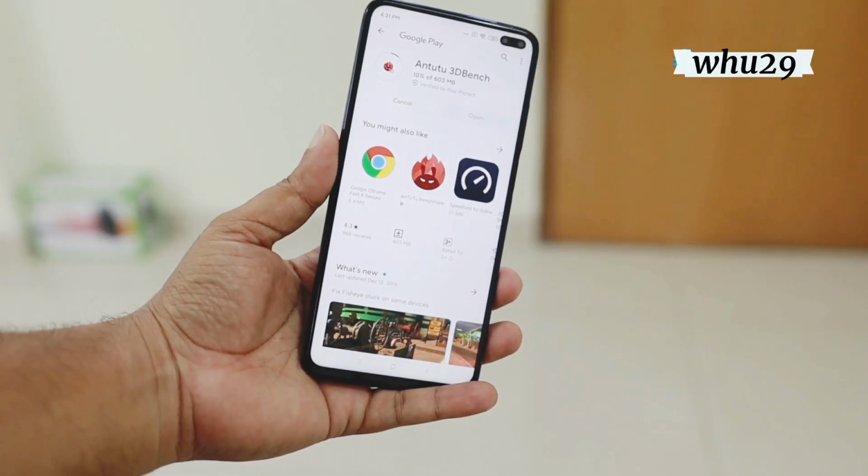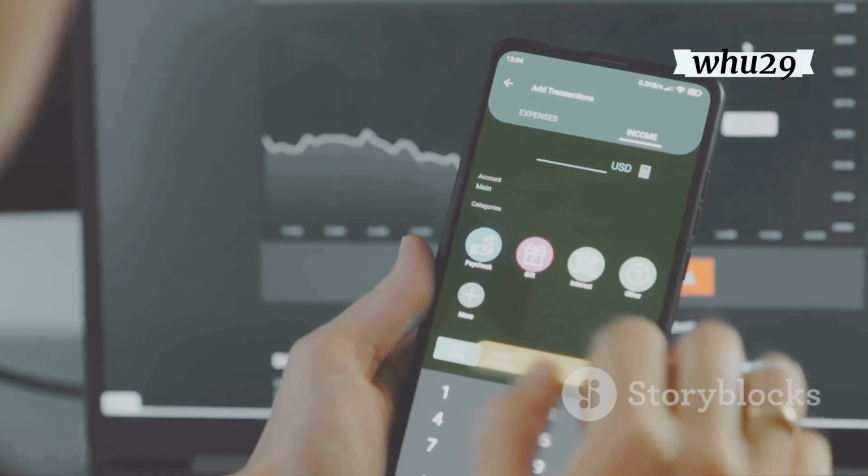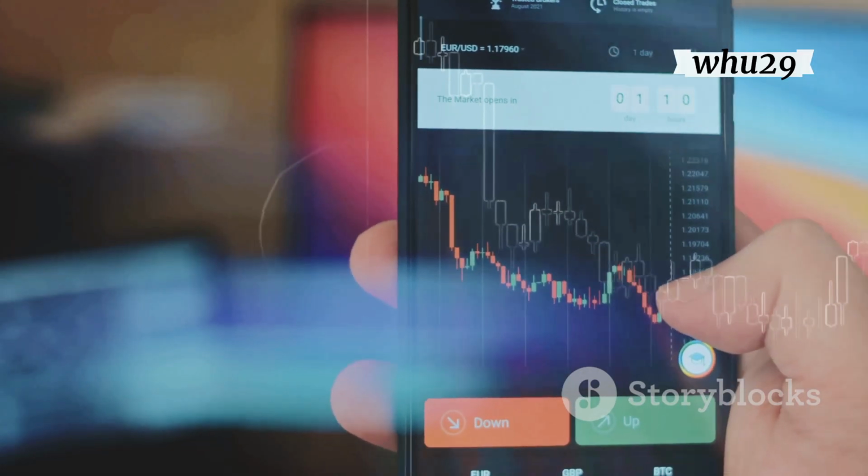First, download the app from the Play Store or App Store. Create an account and start with a demo balance to practice. Don't risk real money until you're confident.